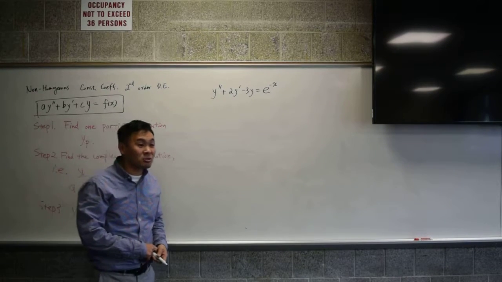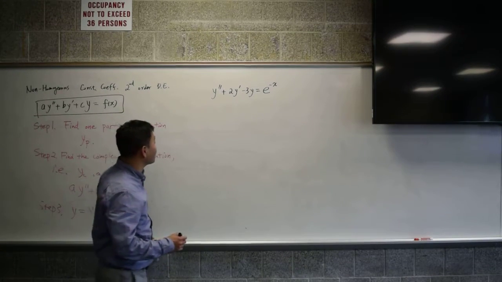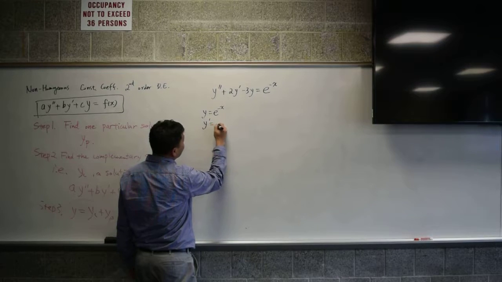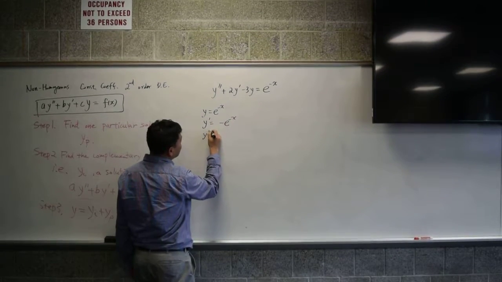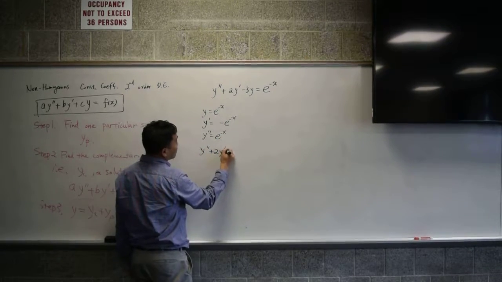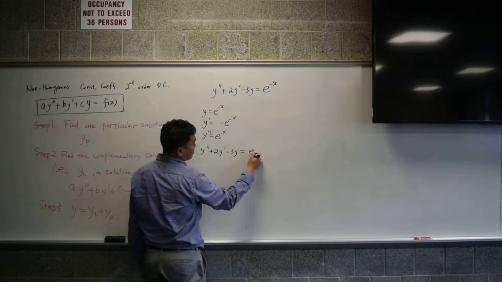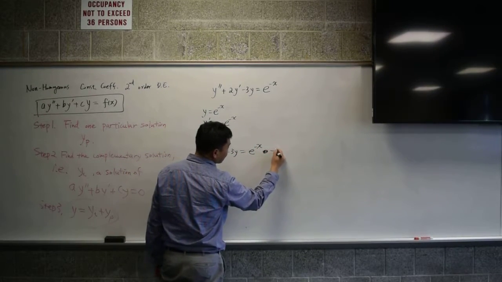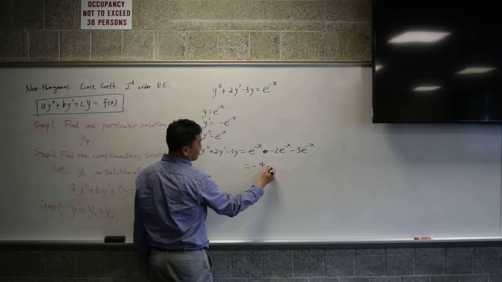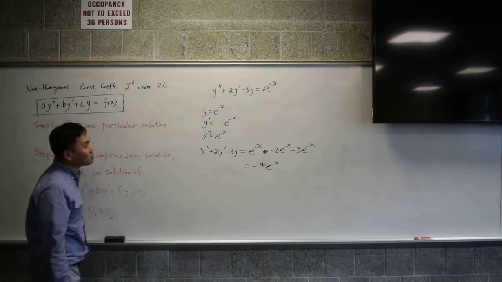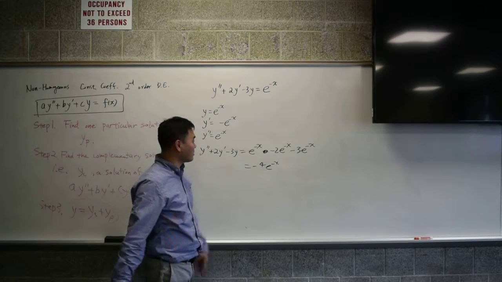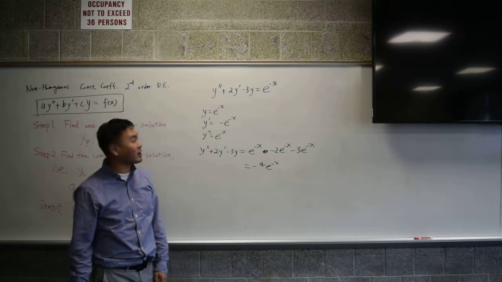E to the negative x is what you would plug in, right? So if I take y as e to the negative x, y prime will be negative e to the negative x, and y double prime will be again e to the negative x. So y double prime plus 2y prime minus 3y will be e to the negative x minus 2e to the negative x minus 3e to the negative x, which creates negative 4e to the negative x. Okay, so we didn't quite get e to the negative x, so what do you think? What should we do? This is not equal to the right side. Can we do better?